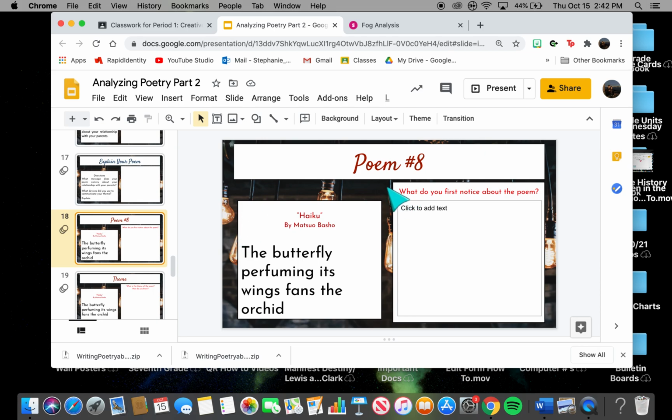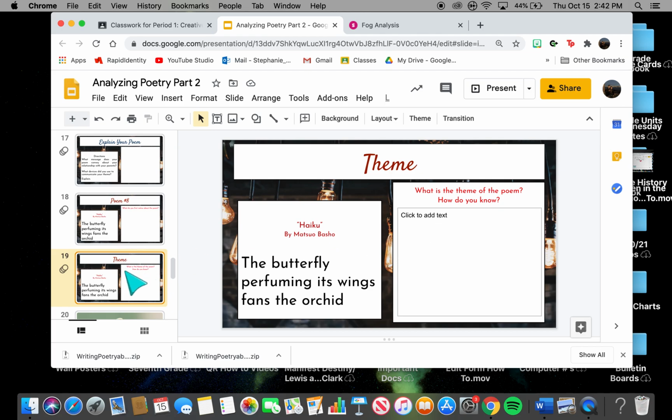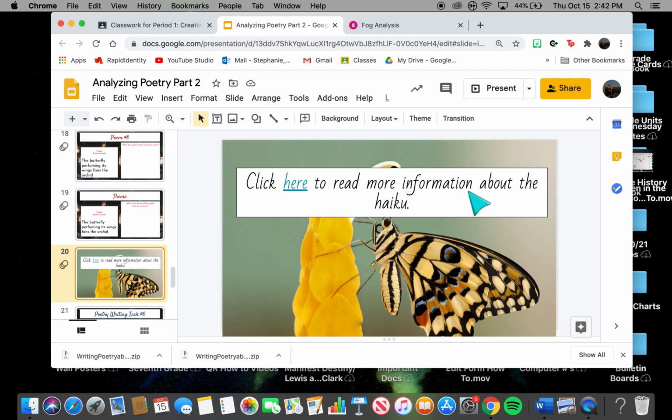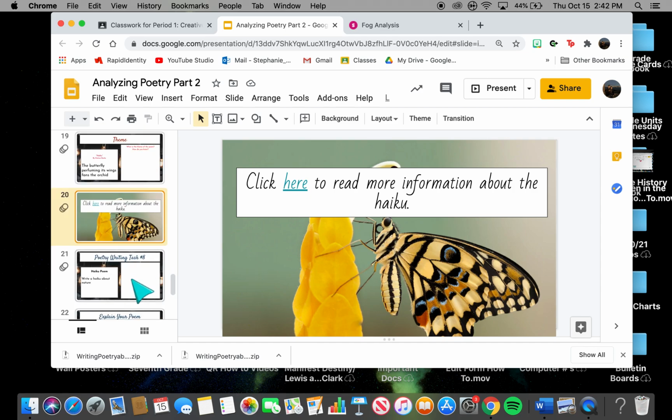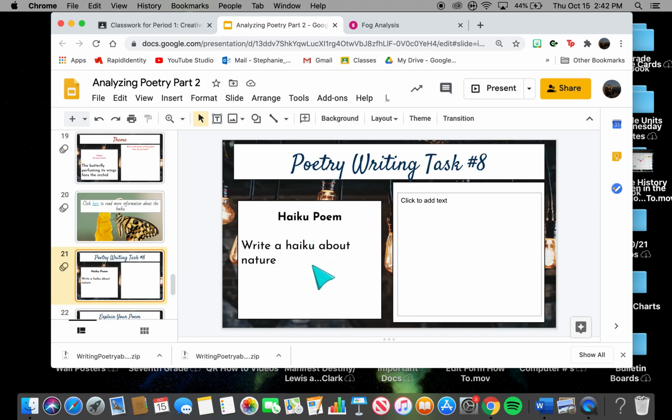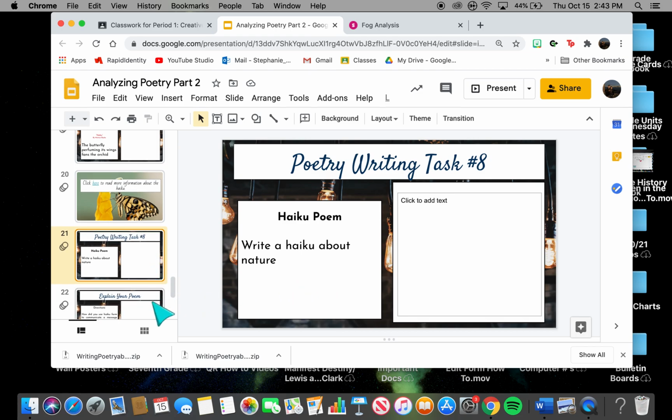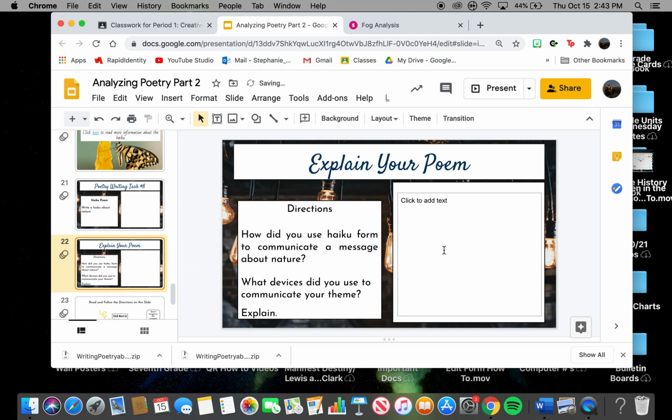And then the last one you're going to do, poem number 8, is the haiku. It's the one everybody knows about. So you have the haiku right here. What do you first notice about the poem? You have 3 notes here. Then what is the poem about? Then you're going to click here for more information about the haiku. Then you're going to write a haiku right here. If you don't know what a haiku is, it's 5-7-5: 5 syllables, 7 syllables, and 5 syllables. After you've done that, you explain your poem.